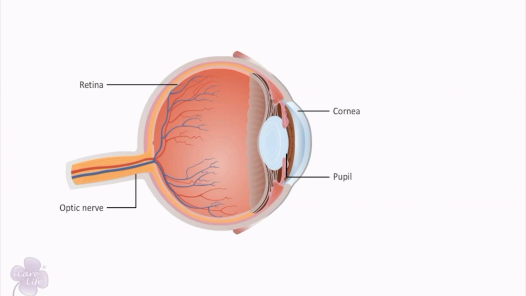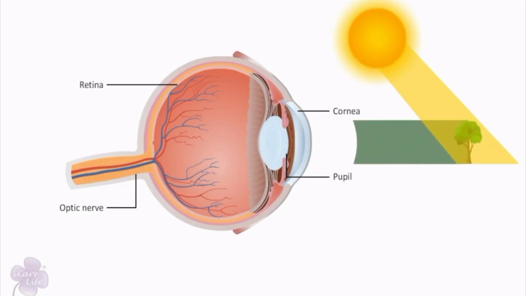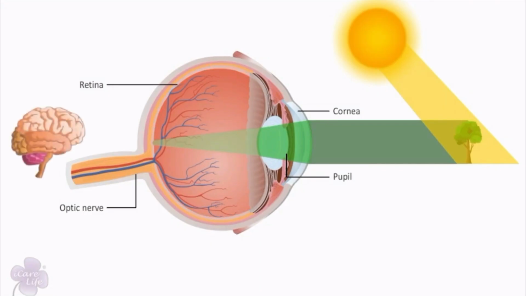The following process describes how we see objects. When light reflects from an object, the cornea bends the light rays before they enter the eye through the pupil. The light ray strikes the retina. The rods and cones in the retina convert the light into signals. The optic nerve transmits the signals to the brain. The brain interprets the image, enabling us to see the object.